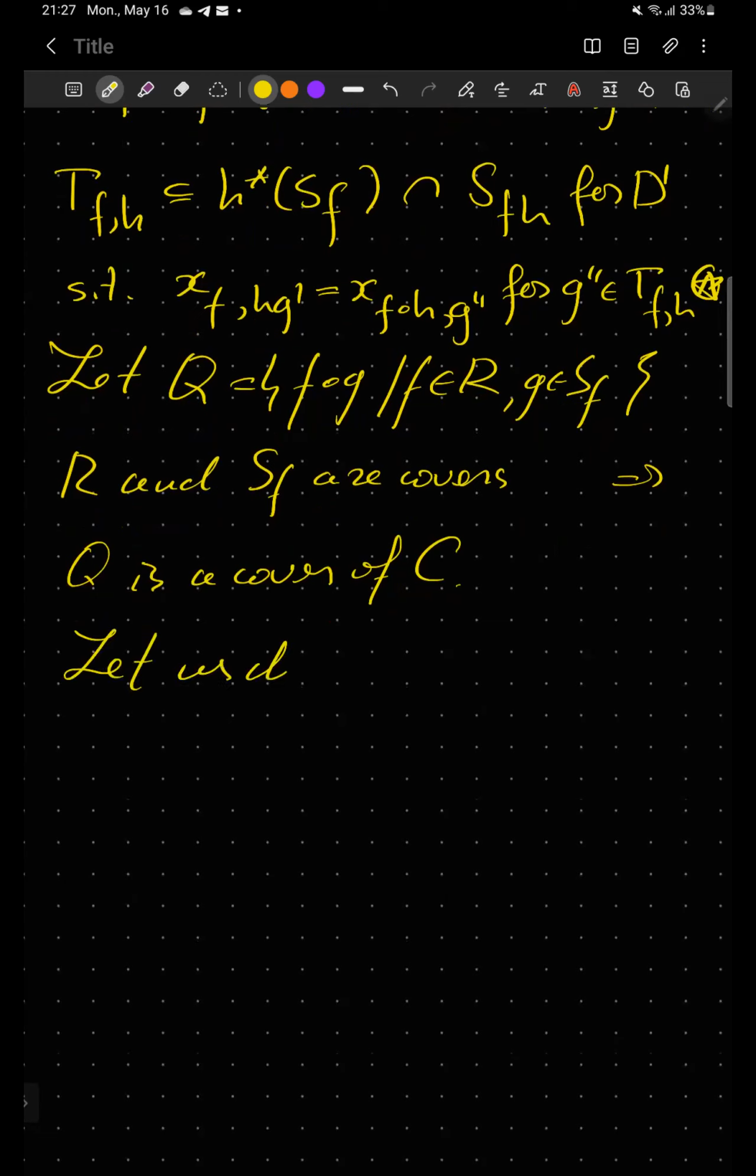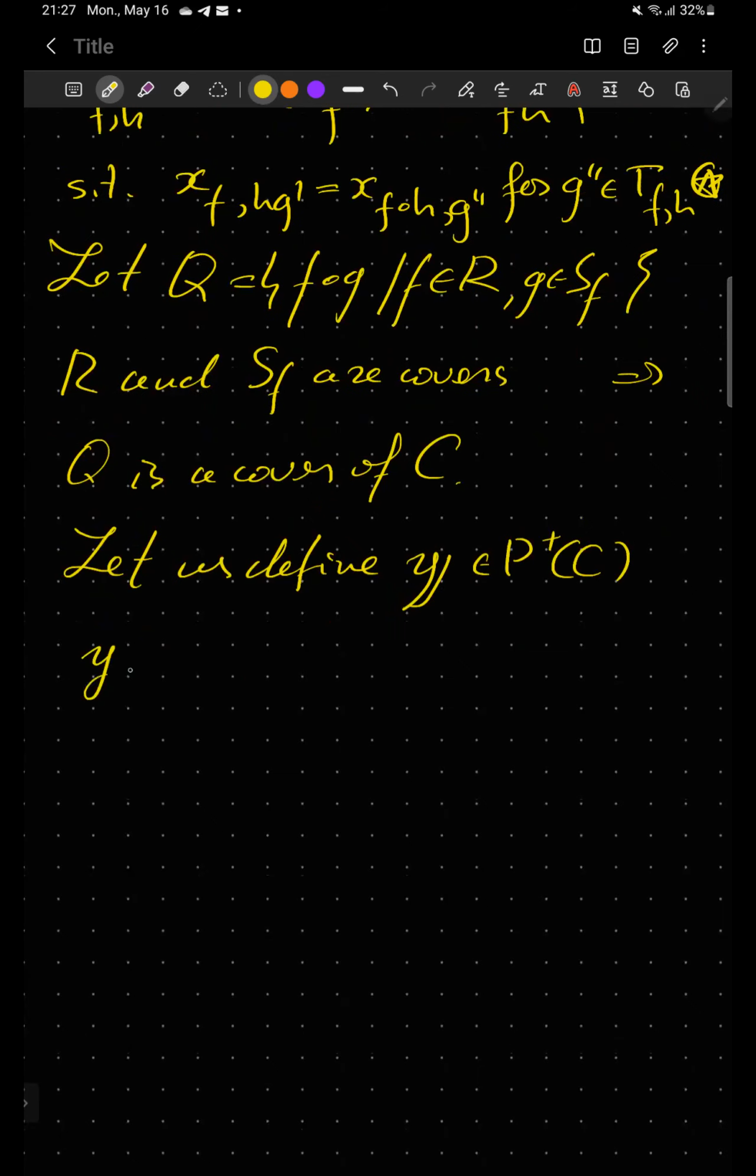Let us define Y bold in P plus of C by the following equation. We want to show that this Y bold is in fact an amalgamation of the family X. So to do this, we have to show that this definition does not depend on a specific factorization Fg.